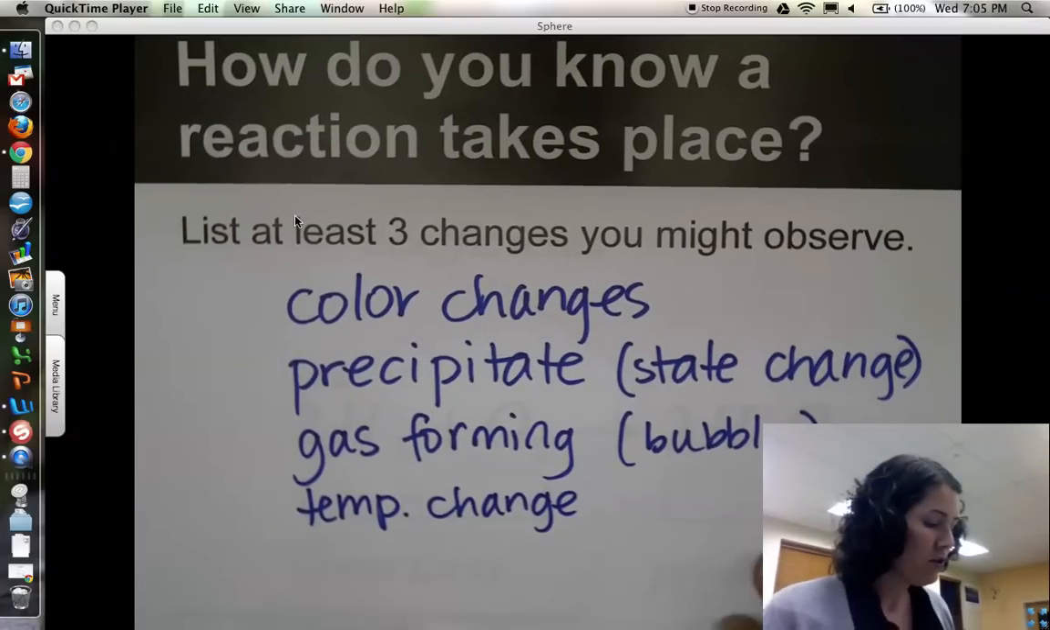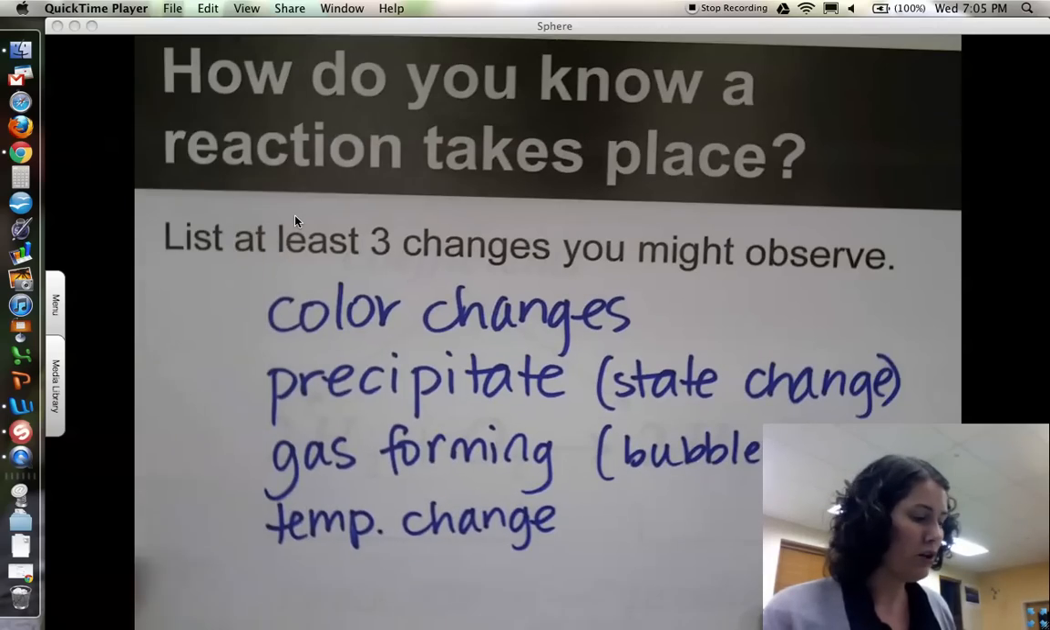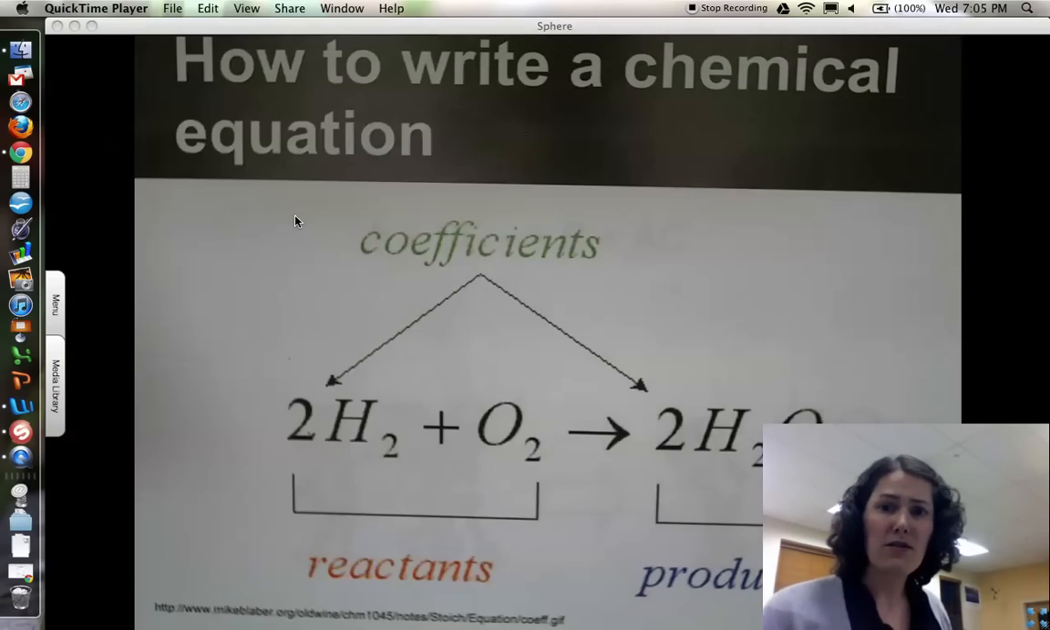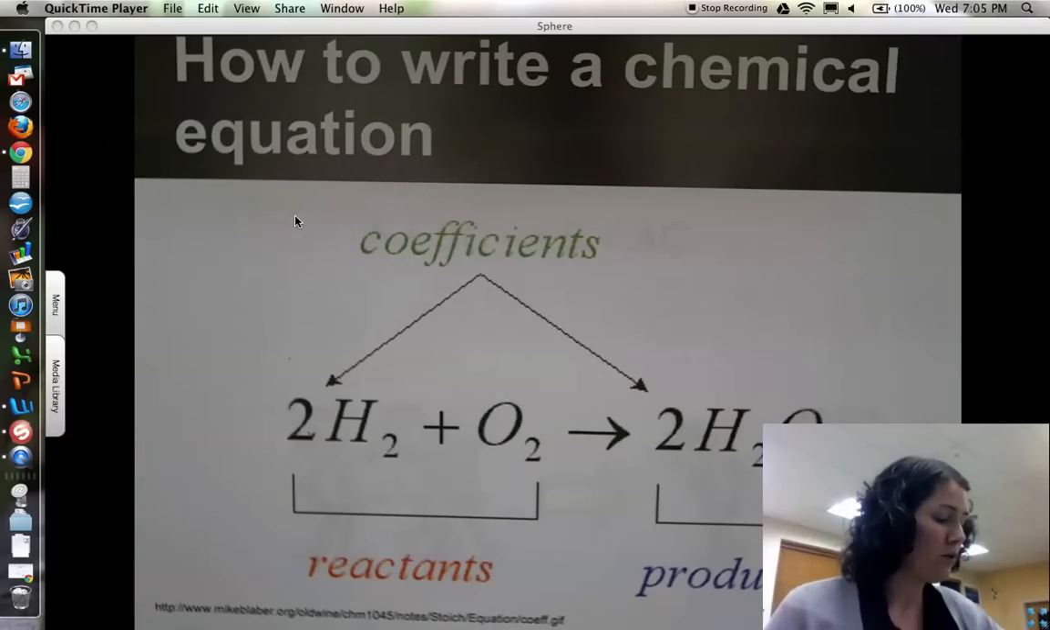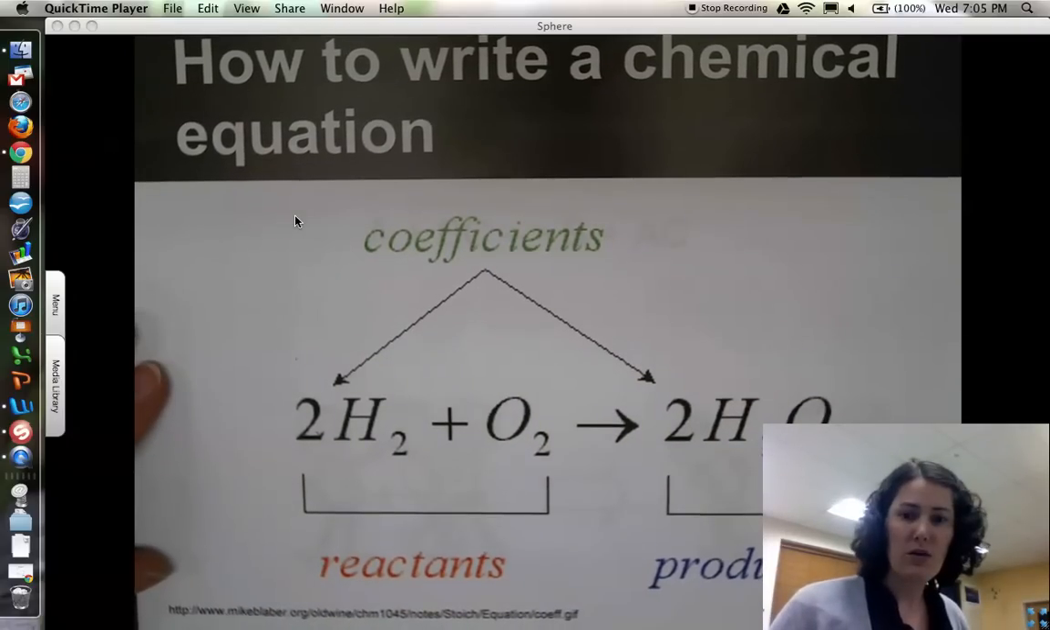Okay, so we're going to talk more about that later, but for today I just wanted to make sure you have a good understanding of how to write an equation, because in your analysis for your six solutions lab you need to be able to write an equation. So how to write a chemical equation, you need to know some information.